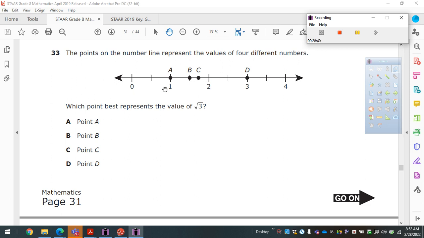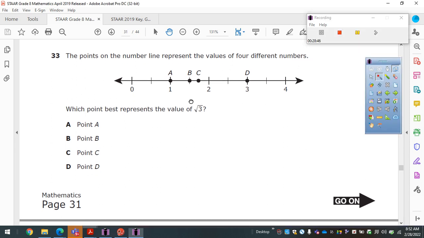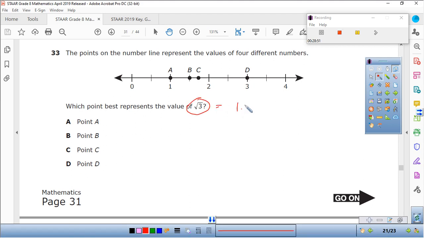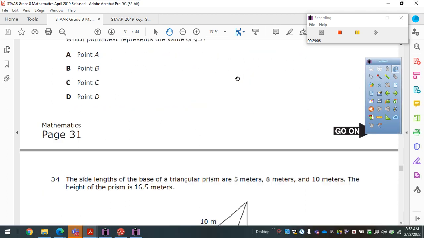This one here is saying number 9, 4 different numbers. Which is the closest to square root of 3? Can you square root of 3 down? 1.73. So remember, 1 is here, 2 is here, 3 is here. Between 1 and 2 would be what? 1.5? Okay, so it has to be closer to C-ish. So we'll go with C.